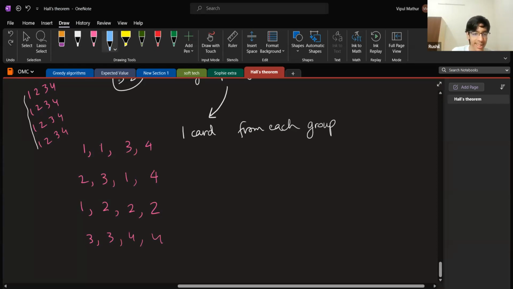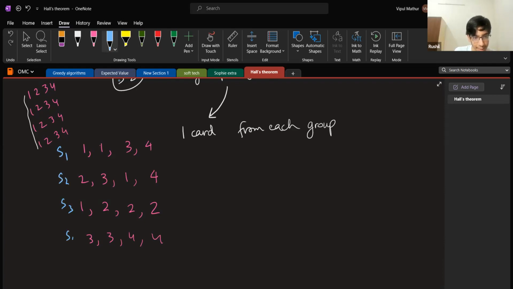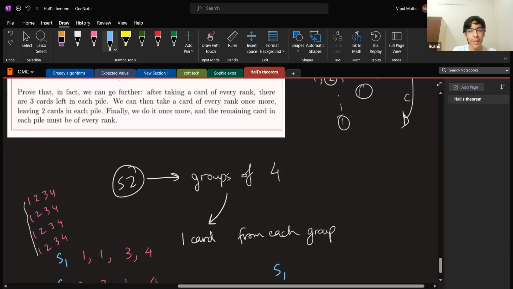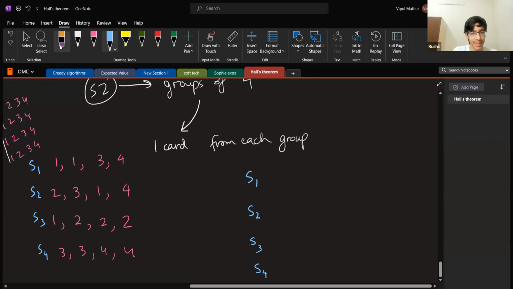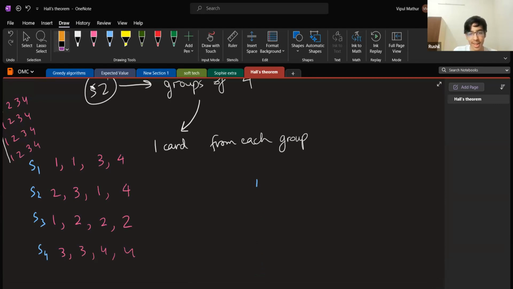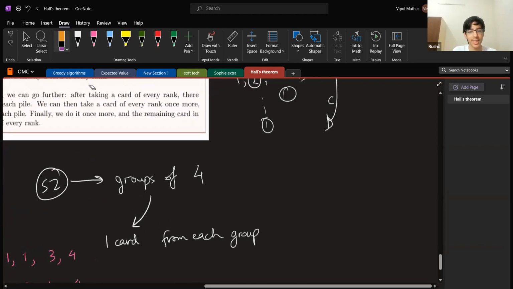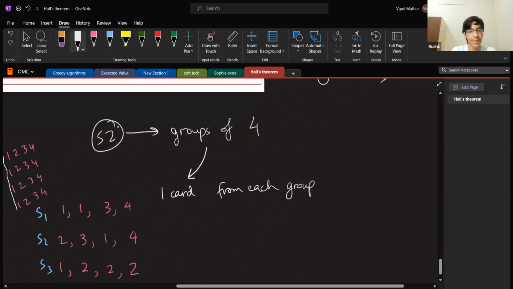So the idea is basically that you want to pick 1, 1, 1, 2, 1, 3, 1, 4. So you want to kind of match. Let's say this is set 1, this is set 2, this is set 3, and this is set 4. So you want to match each of these to a number from 1 to 4. Wait, let's go back to the 13 one actually, because it's a bit confusing here because you have 4 and 4.